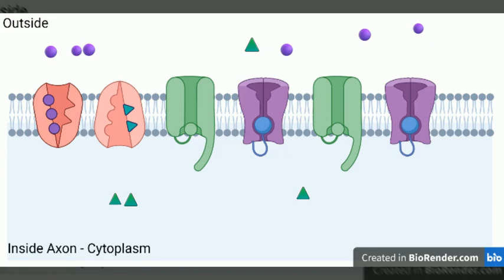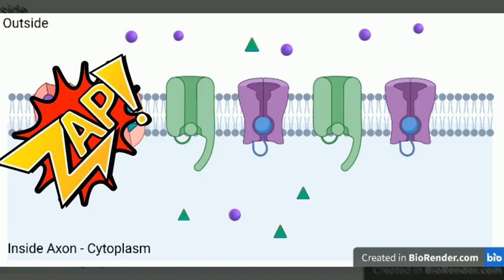And since there's a lot more positive charges, as we see, outside the axon than inside the axon, we get a reading of negative 70 millivolts because there's a lot more positive ions outside the axon than there are inside. Now, when this axon receives a stimulus, a graded potential from the dendrites, some leak channels for sodium are going to open up, and some sodium is going to enter the axon.